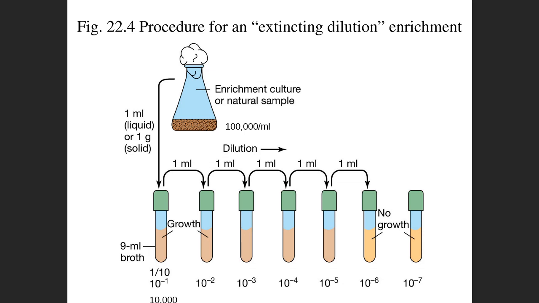I need to click again. So now you have 1,000, right? And then you have 100, right? And then in this tube you have 10, right? And in this tube you have 1. And in this tube you have 0, right? So obviously if you have 0 bacteria, then you won't have it.